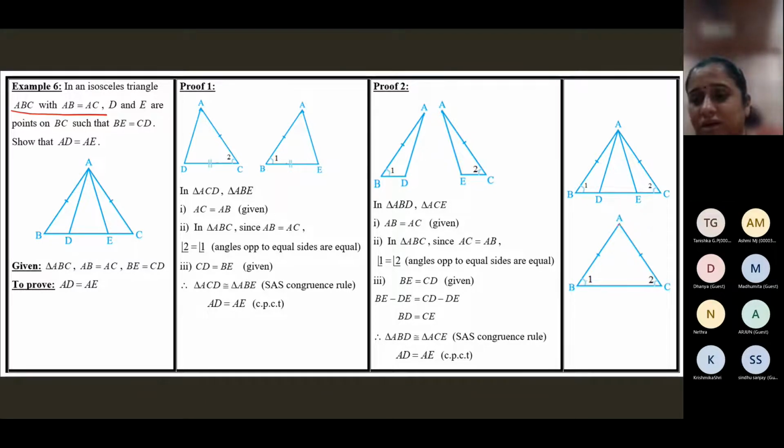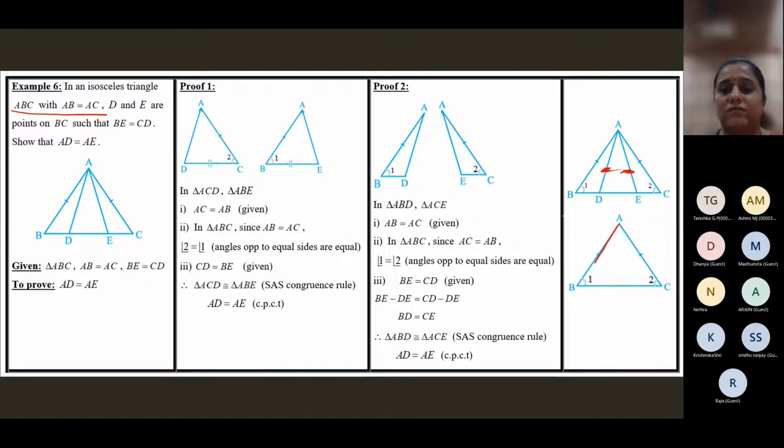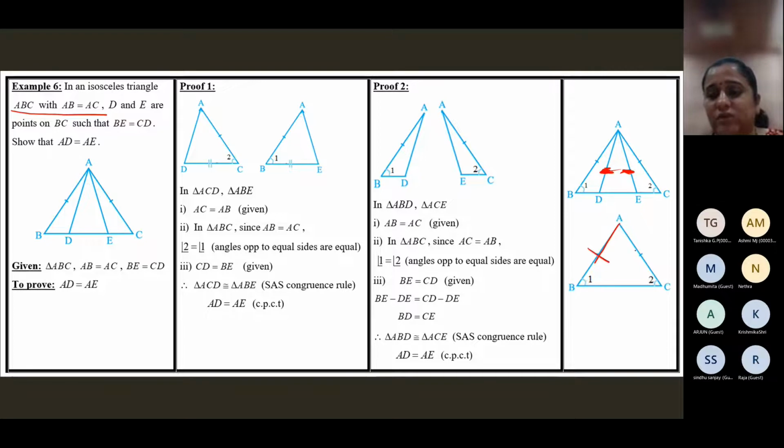See here, I've taken only the triangle, meaning not these line segments. Without these line segments, I've taken only the triangle ABC, and AB is equal to AC. Now only then can you make out which angle is opposite to AB. If you see AB is equal to AC in this triangle, then you will say the angle opposite to this side is this angle.